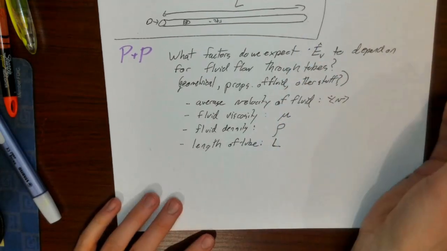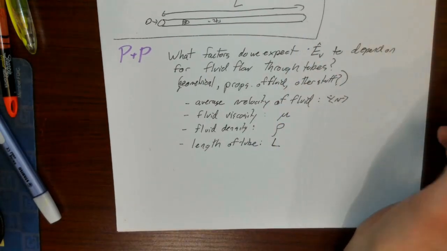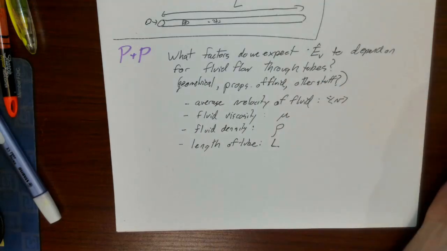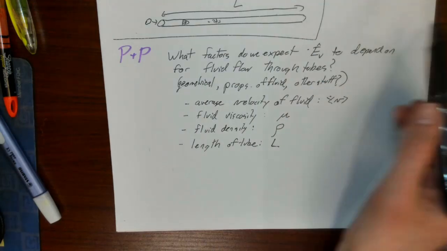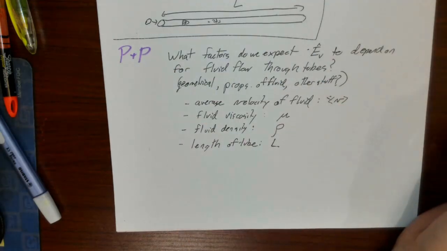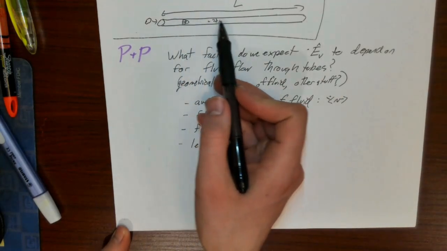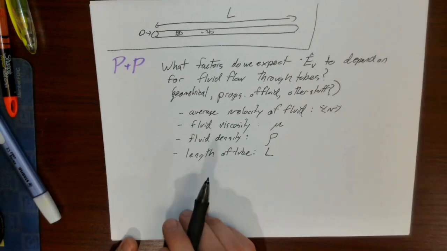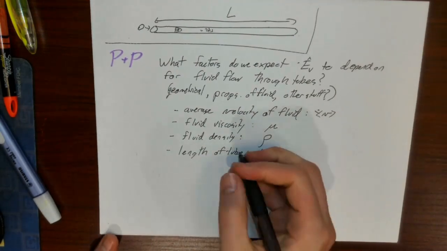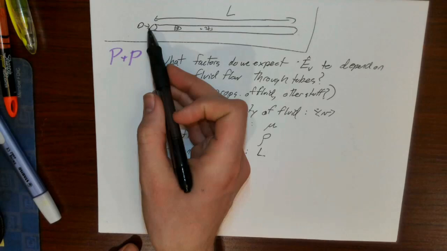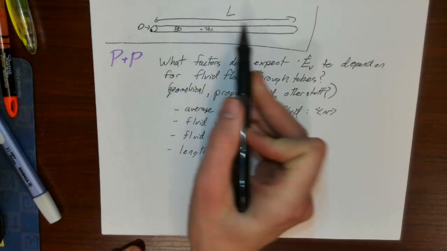So if you double the length of the tube, give or take a little bit, that's going to double the amount of energy that it's going to require to pass the fluid through. Work is force times distance, so you're dragging that fluid through twice as much distance of tubing. So length of the tube is going to matter a lot in terms of how much energy it's going to dissipate when it goes from the inlet to the outlet.